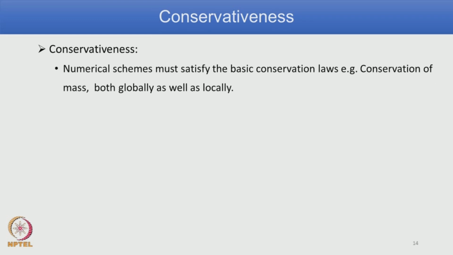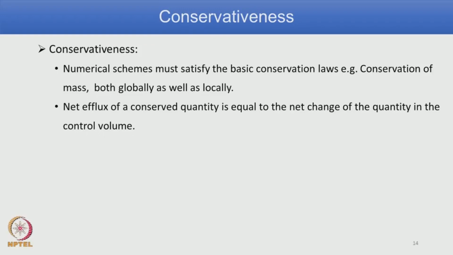So, conservativeness: the numerical scheme must satisfy all the basic governing equations. Whatever equation we have taken, all the governing equations are derived based on some conservation laws. So, for example, the continuity equation is for conservation of mass, and the momentum equation is for conservation of momentum and so on. So, any numerical scheme you are following, because it is written for the governing equation, should satisfy the basic conservation both locally as well as globally.